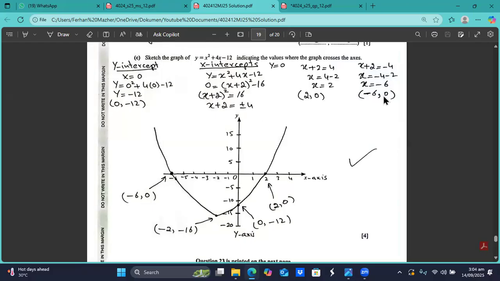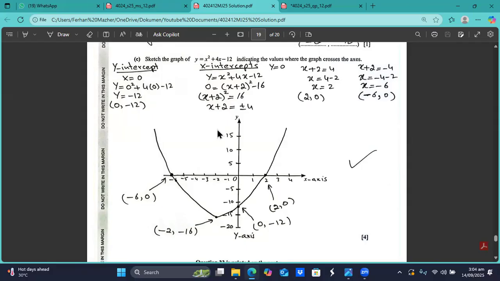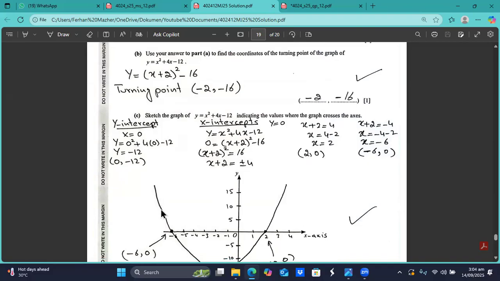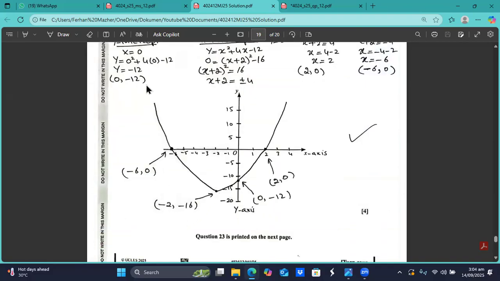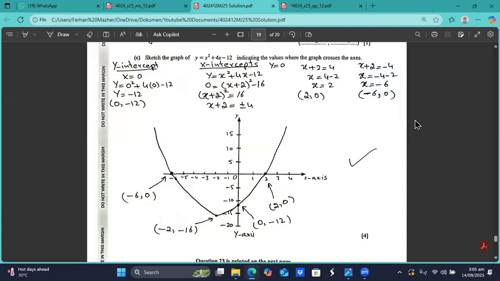At (-6, 0), put a dot here. (2, 0) is this point. The y-intercept is (0, -12), so that is this point. And I know the turning point, that is (-2, -16), so that is this point. And then I join them with a smooth curve. So it's a 4 marks question. I hope this is showing up on your screen. I hope you understand. We found the y-intercept, we found the x-intercepts. We already know the turning point. And with the help of these 4 points, we are able to draw this graph.